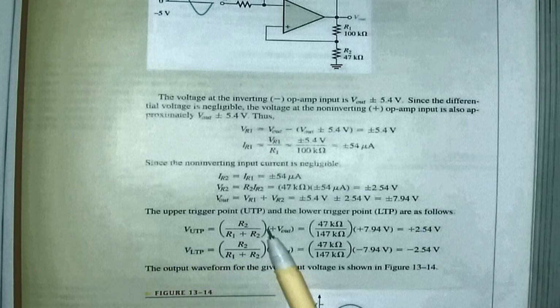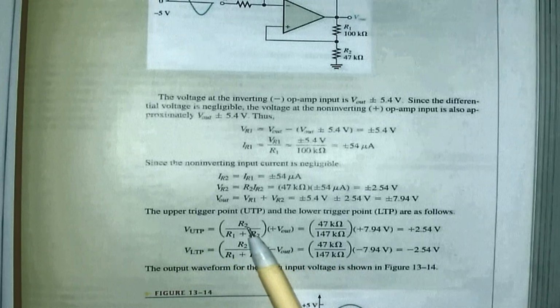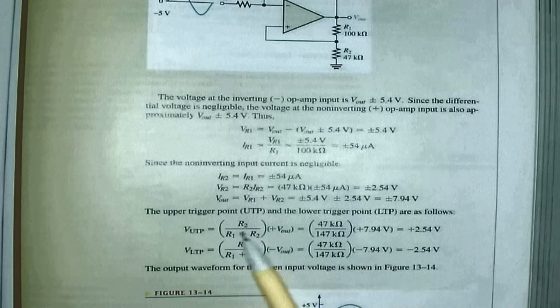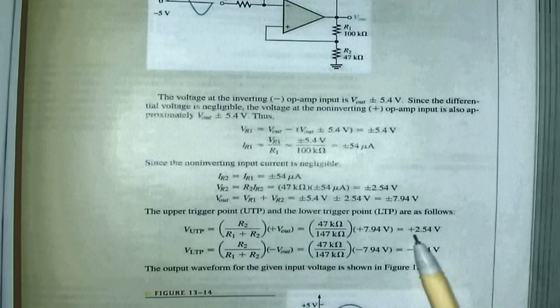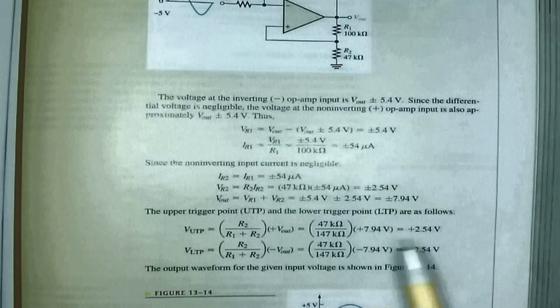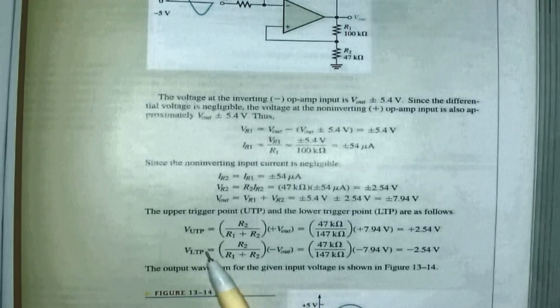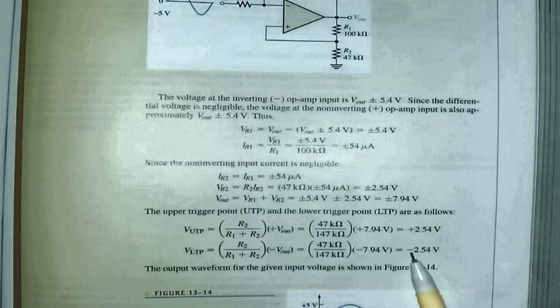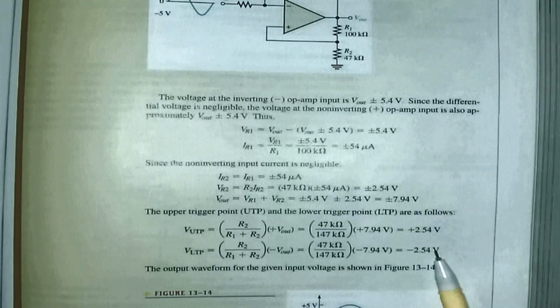The upper trigger point is going to be R2 over R1 plus R2 times the output voltage. That means the upper trigger point will be the positive one, and that will be 2.54 volts. The lower trigger point will be the same resistor values, but just minus Vout, and that will give me minus 2.54 volts.